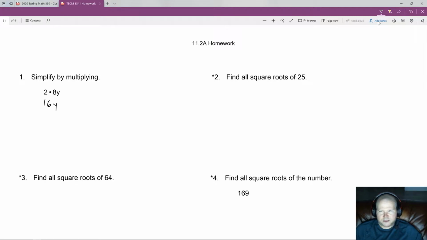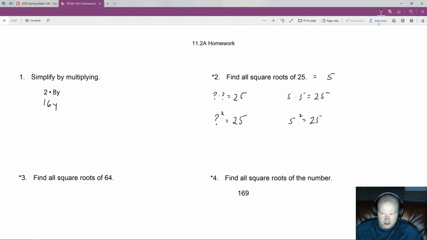Find all square roots of 25. A square root basically is asking this question: what multiplied by what is equal to 25? Or to put it another way, what squared is equal to 25? And the answer to that is, well, 5 times 5 is equal to 25, or 5 squared is equal to 25. So the answer to this must be 5.